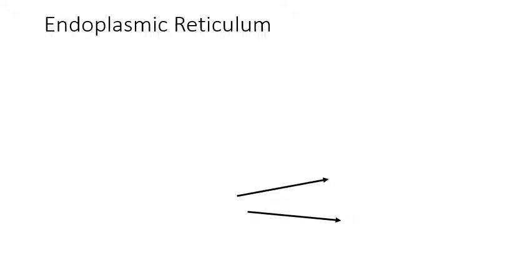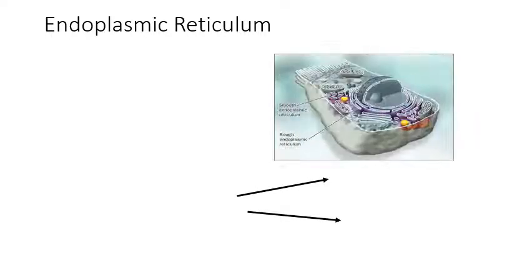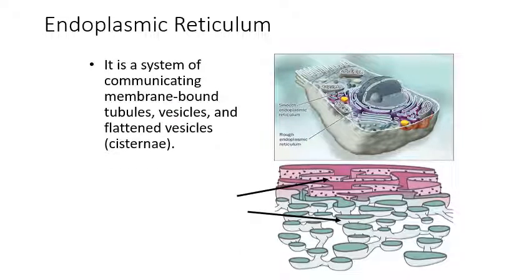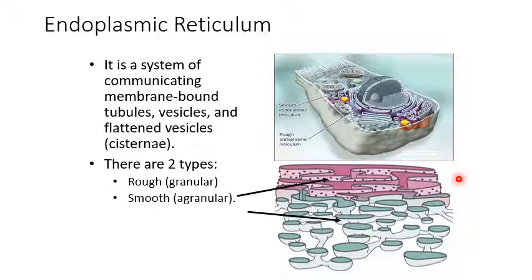The other organelle we're going to study is the endoplasmic reticulum. We have two types of endoplasmic reticulum. First of all, what is the meaning of an endoplasmic reticulum? It's the system of communicating membrane-bound tubules or vesicles called cisternae. We have two types, rough endoplasmic reticulum and smooth endoplasmic reticulum.